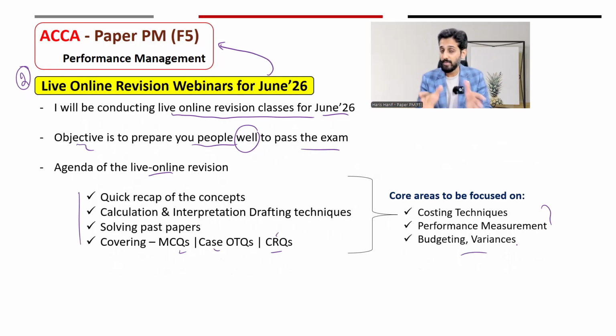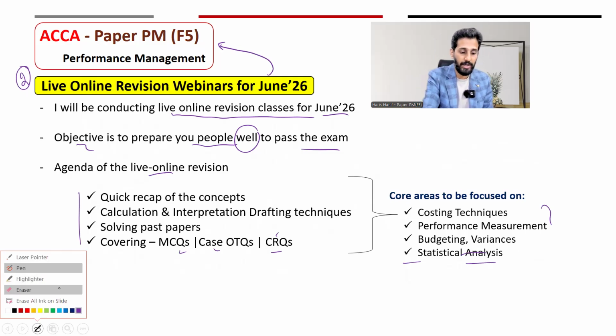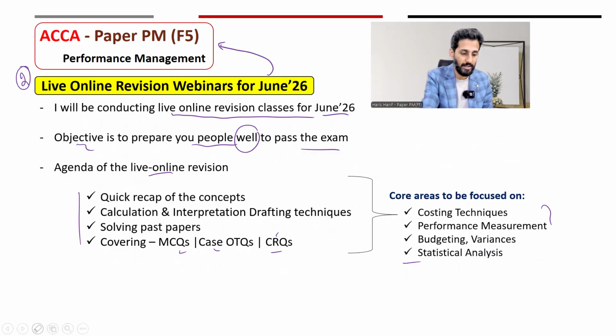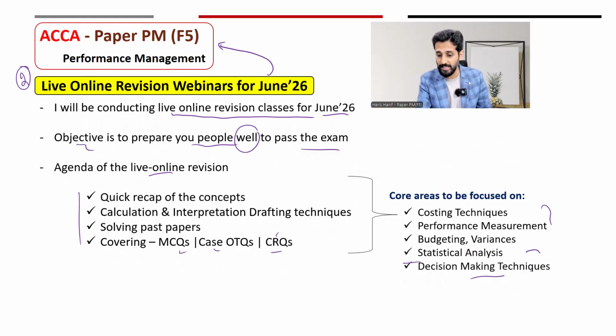Budgeting and variances, repeatedly; quite possibly you will have a CRQ on these topics. Statistical analysis is also an important area of your paper. And decision making techniques. Often students find it complicated while solving decision making questions, right? So we will be covering these important areas.